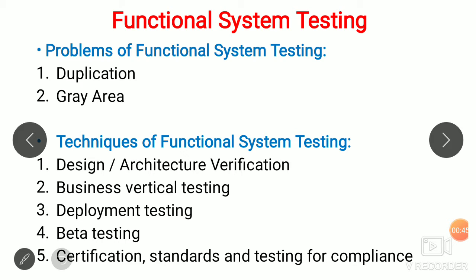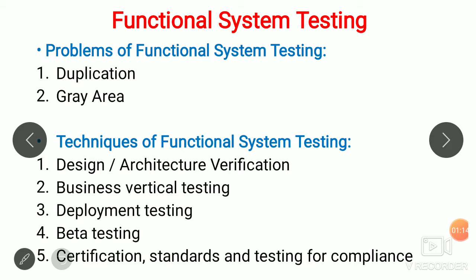Gray areas in testing happen due to lack of product knowledge, lack of knowledge of customer usage, and lack of coordination across test teams. Such gray areas in testing make defects seep through and impact usage. These are the two major problems of functional system testing. That's why we need to avoid these two problems.